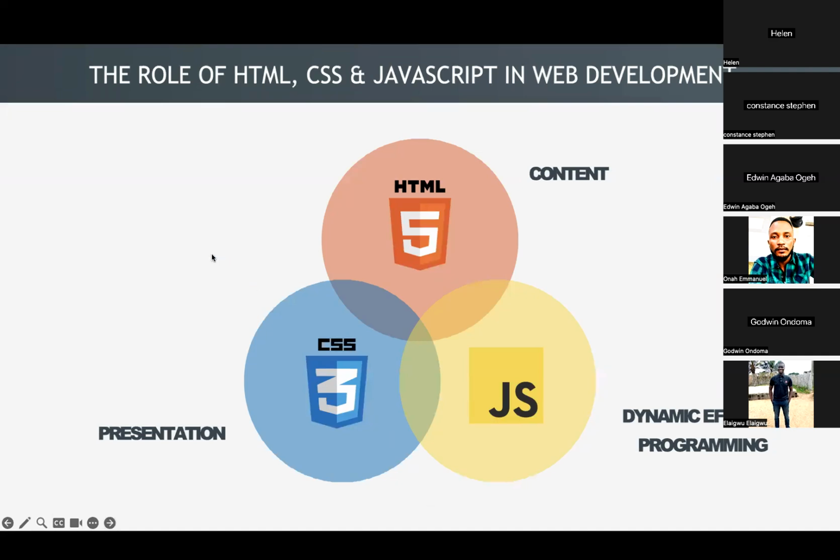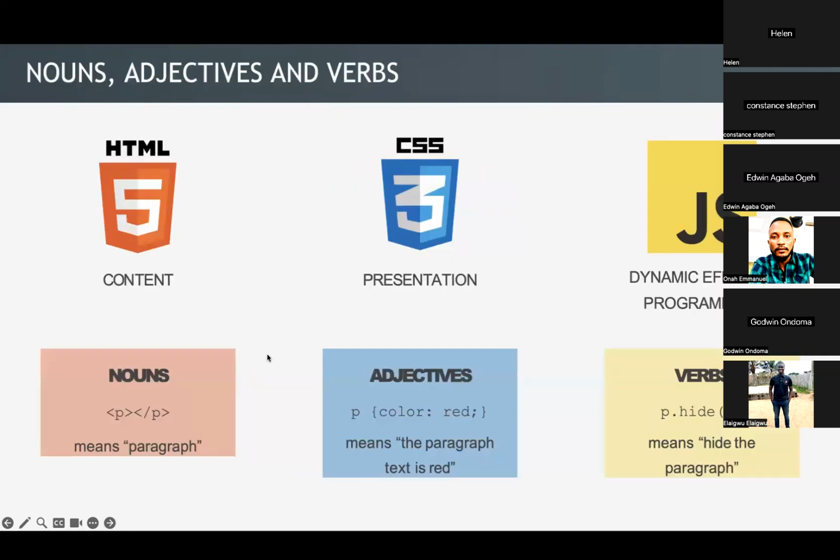So look at it from the perspective of the English language. You're going to see this as the noun, which is the paragraph tag. P is used to denote paragraph, with an open tag and a closing tag, right? So the adjective now is the CSS. For example, you say the paragraph color should be red, you give it the value of red.